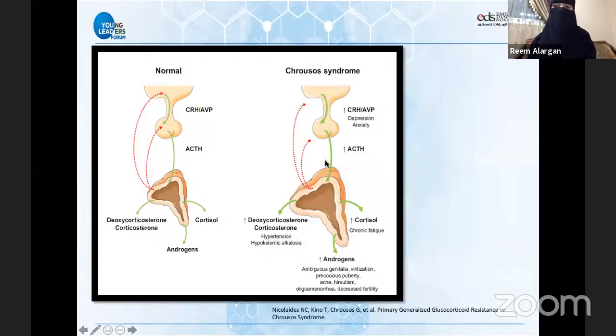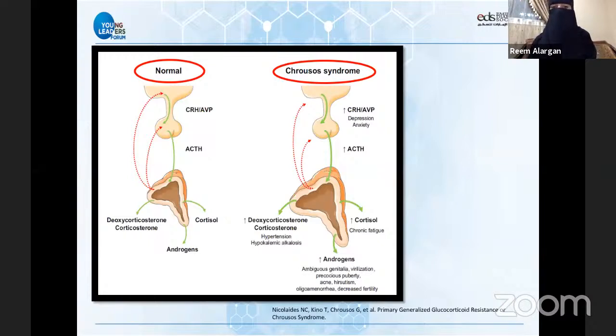However, in patients with glucocorticoid resistance syndrome, because of resistance at the peripheral tissue, they will have loss of this negative feedback. So this will stimulate the pituitary gland to over-secrete ACTH, and that will result in over-secretion of cortisol, deoxycorticosterone, and corticosterone at the adrenal gland, and hypersecretion of androgen as well. And this is what will result in their clinical picture.